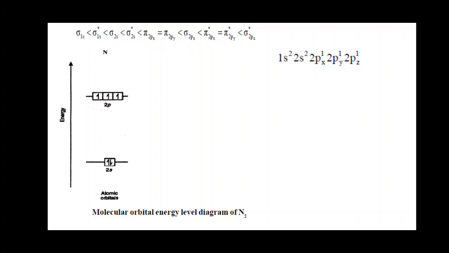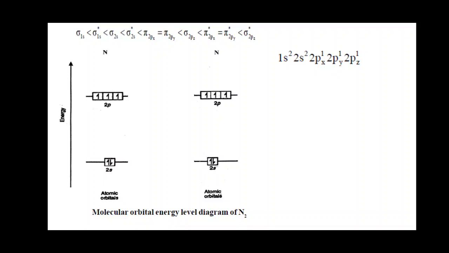Likewise, on the right side, another nitrogen atomic orbital is filled with electrons, the outermost orbit alone, 2s to 2p3. So the atomic orbitals of the two nitrogens we have given. Now the two atomic orbitals of two nitrogens are going to make a molecular orbital.